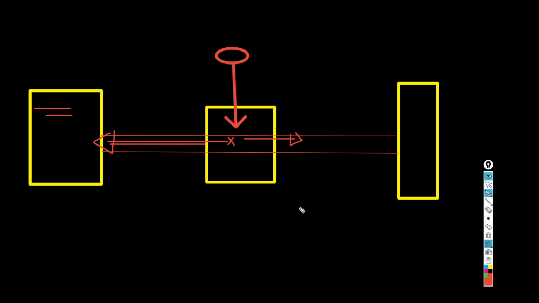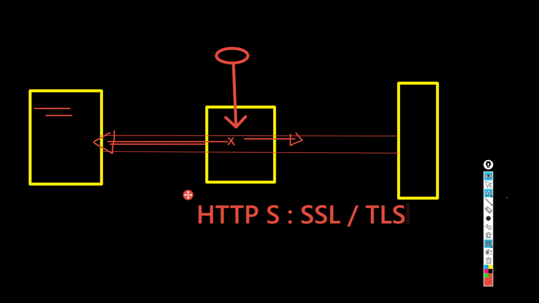So this is the vulnerability, or you can say this is the concern in the HTTP protocol. To safeguard this, we came up with an upgraded version of HTTP, the secure version called HTTPS. So S stands for secure, okay? And to provide security, it uses SSL, that is Secure Socket Layer, or TLS.